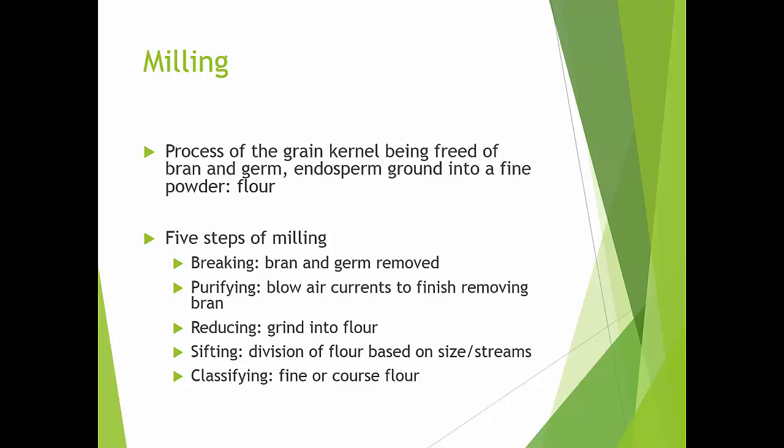Purifying is when they blow air currents through the endosperm to finish removing any leftover bran that is still in the product. In the reducing step, they grind this into flour. In the sifting step, they divide the milled flour into different streams of flour, and these are based on particle size. And then finally, they classify the flour as either a fine or coarse flour.